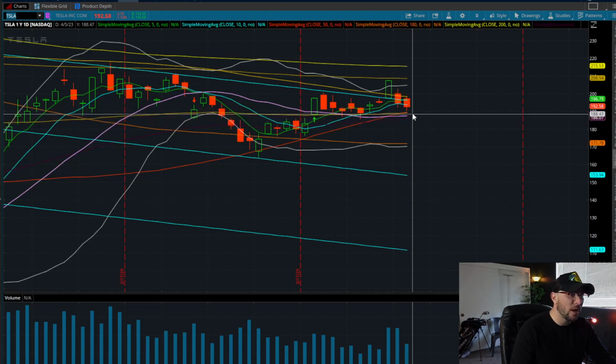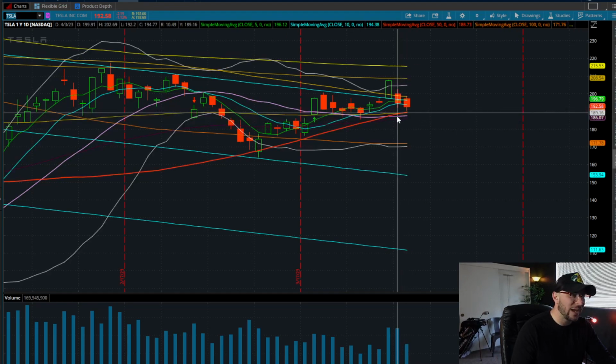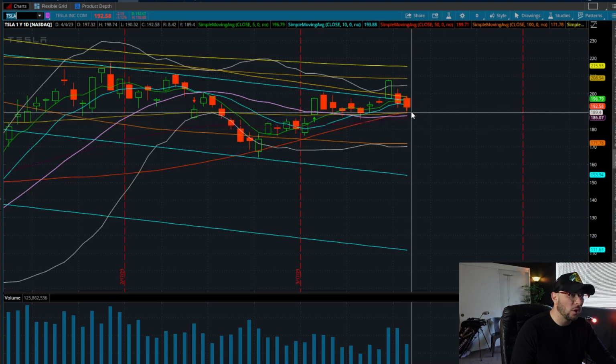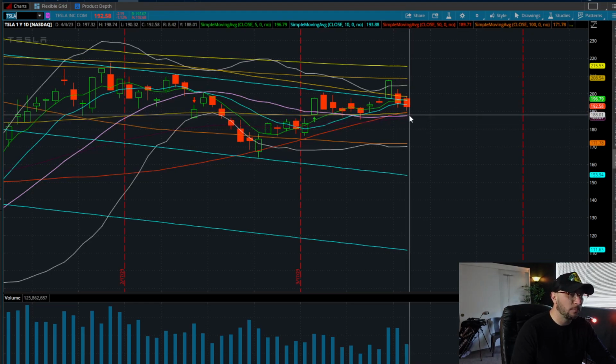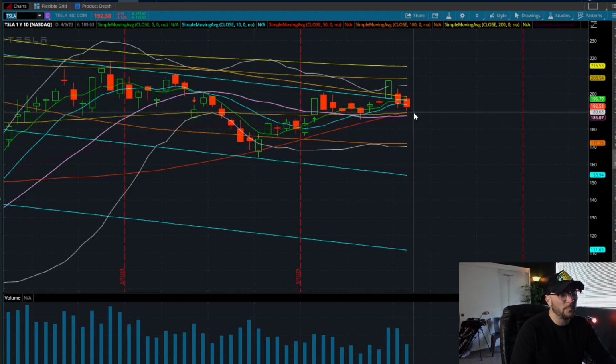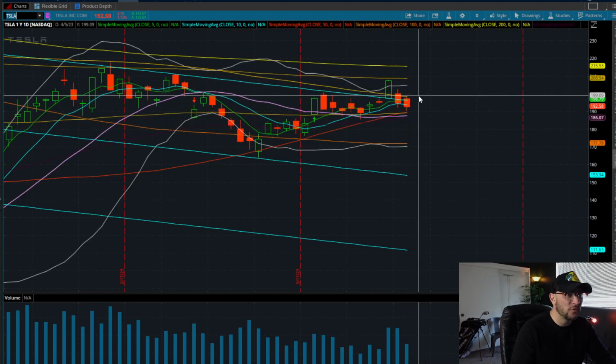Again, right here, I'm not going to want to put on too many shorts as we have this support. I'd rather wait for the daily candle to close below all of this demand, all of this support, and then take it on a short the next day if we confirm. As of right now, we can completely reverse this move.